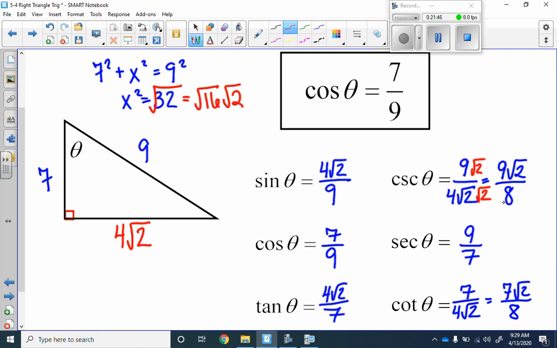So that right there is section 4, being able to set up the different trig ratios for the right triangle.